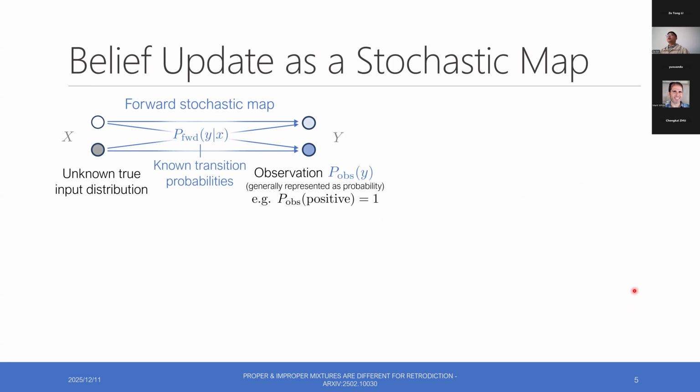In the general setting, we consider a stochastic map from some variable x to another random variable y. What we see is something on the variable y. For example, we observe the positive result, so the probability of positive, or y equal to positive, is 1.